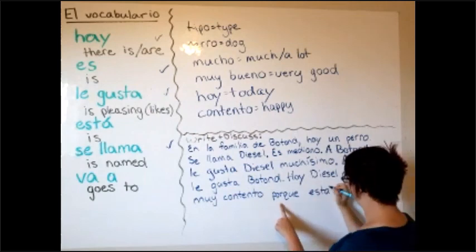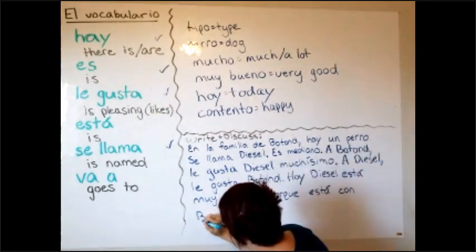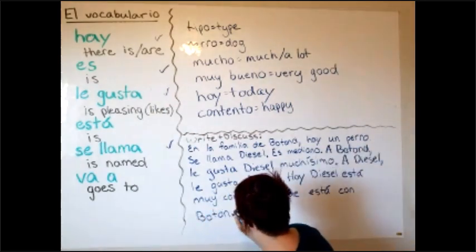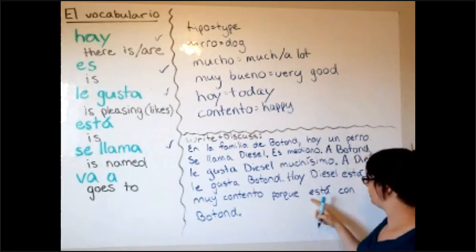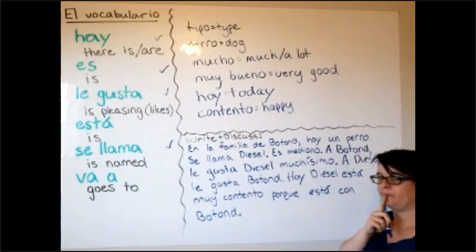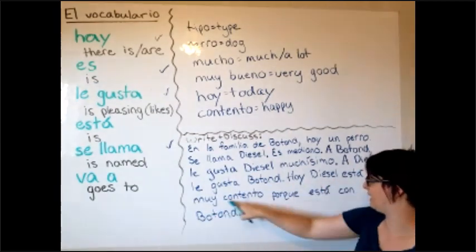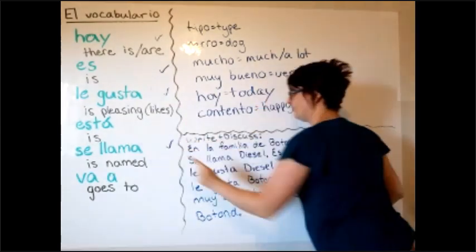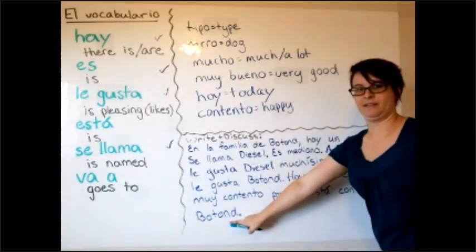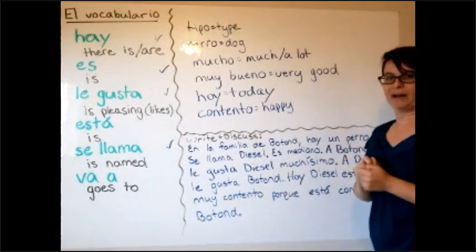Está, because, está con Botond. Clase. Sí. I put some new words in there. What do you think this part says? Yeah, today, because Diesel is very happy because he is with Botond. Muy bien, clase, fantástico. Aplauso.